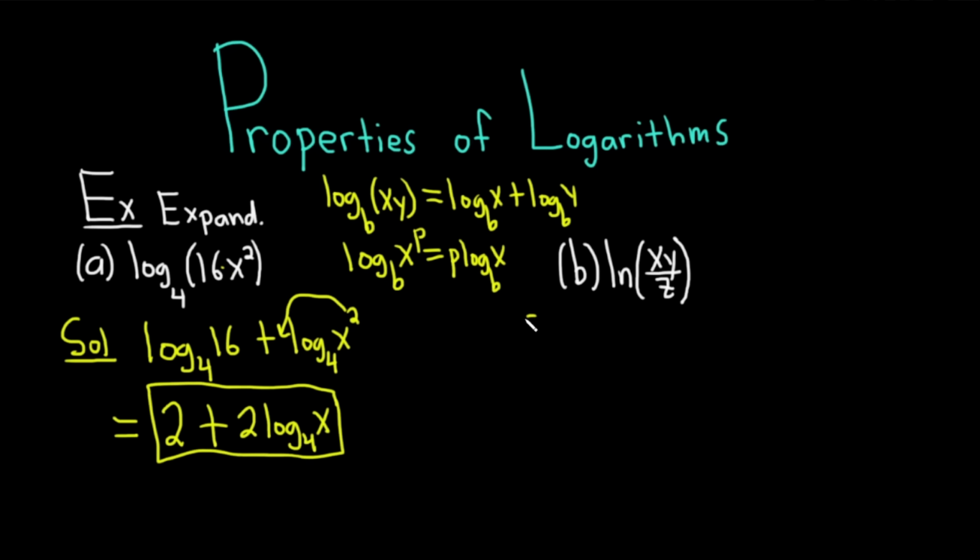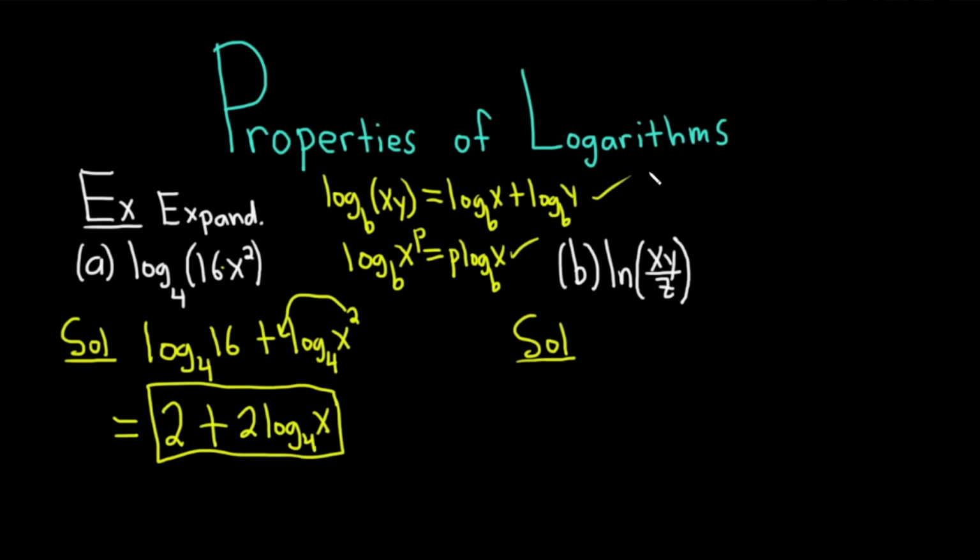All right, let's work out part B. In part B, we have the natural log of xy all over z. So we're going to need the third rule for logarithms. We already used the product rule, which is the first one here. We used the power rule.